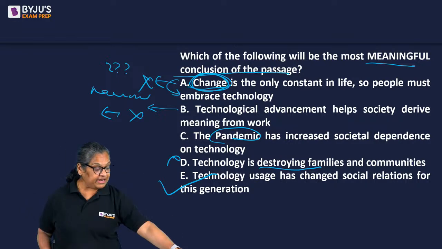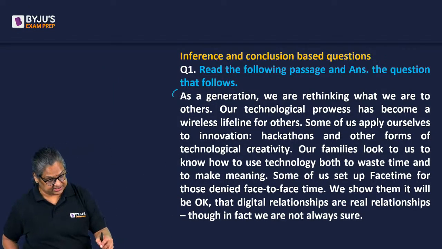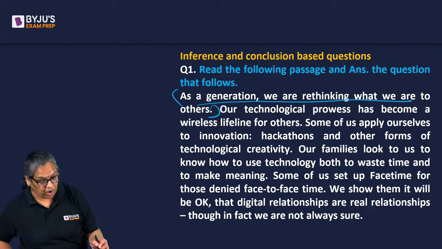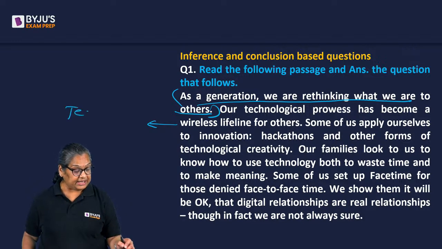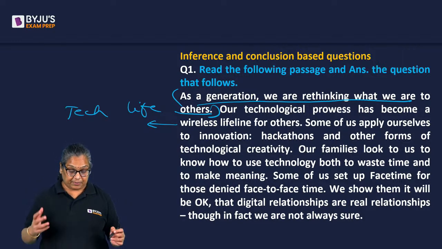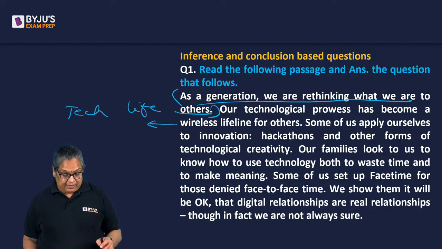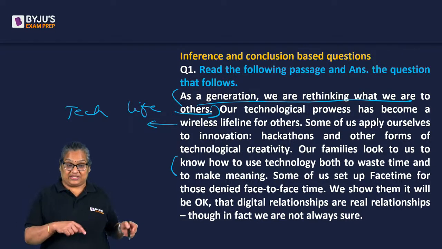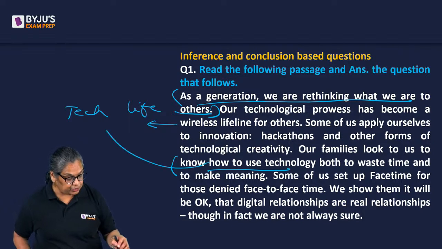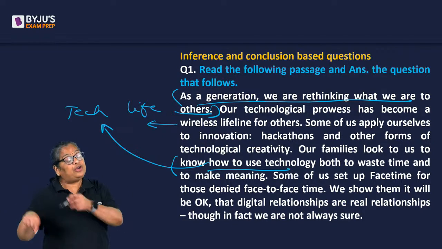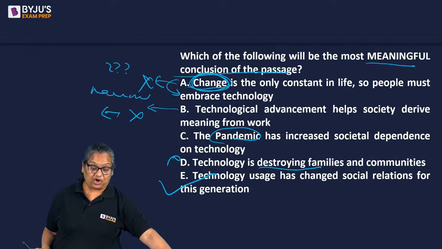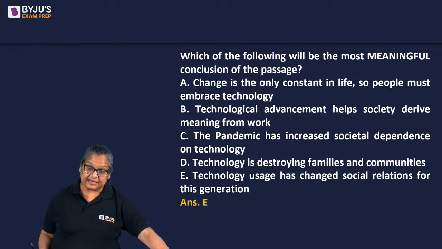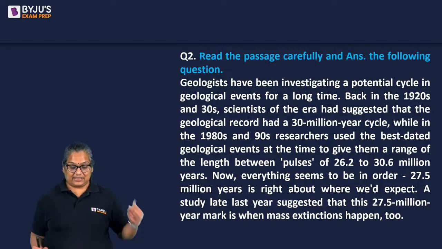What is the very first line of the passage? This is the important part. We are rethinking what we are to others. Wireless lifeline, our technological ability has become a lifeline, has become a support for others. All right? Our families look to us. How to use technology to bring meaning in life is how you are helping your family use technology to bring meaning to life, which is not the same as technology helps us derive meaning from work. Got it? So the correct answer is E. All right, next one.